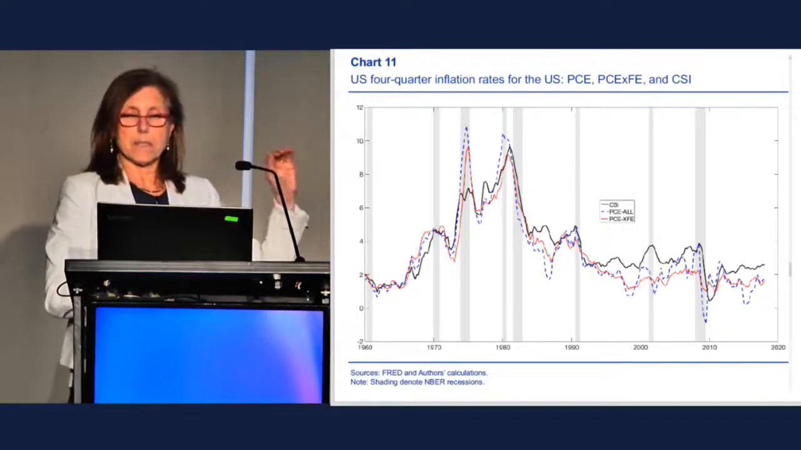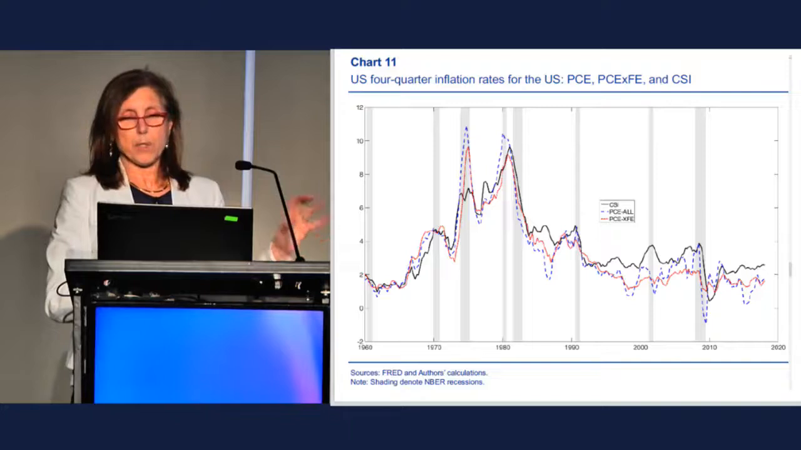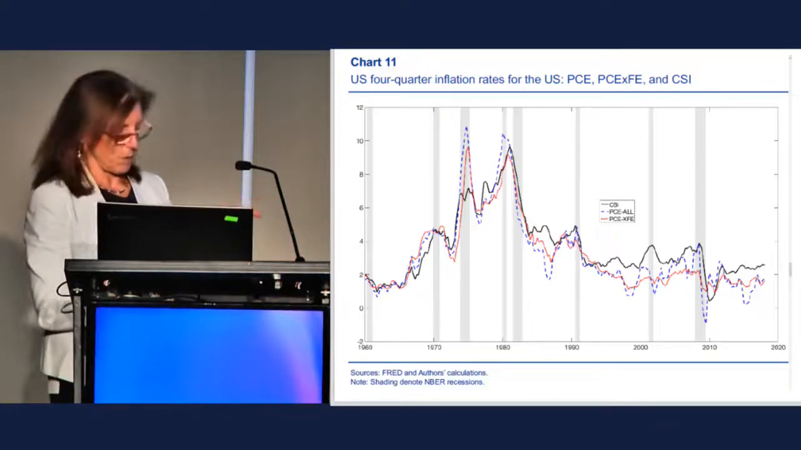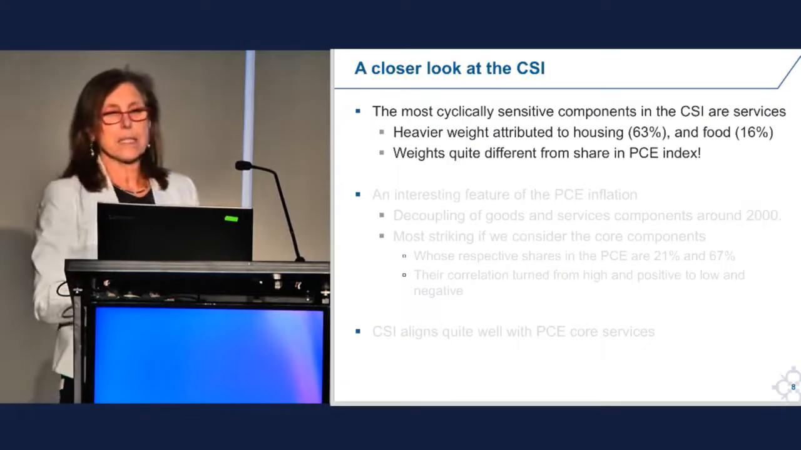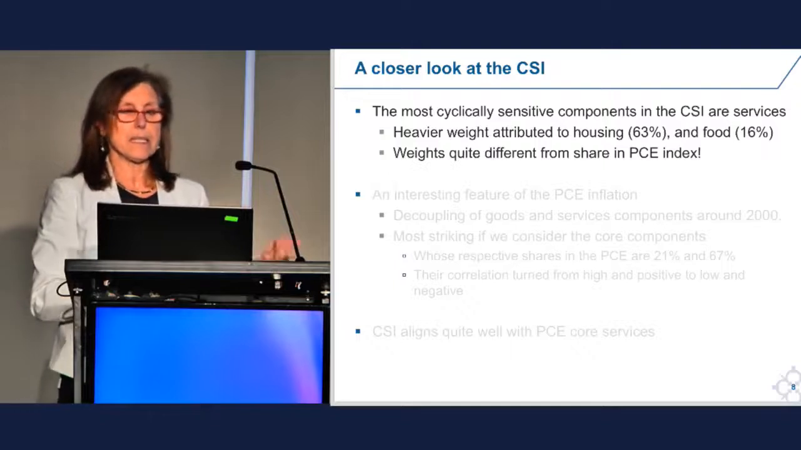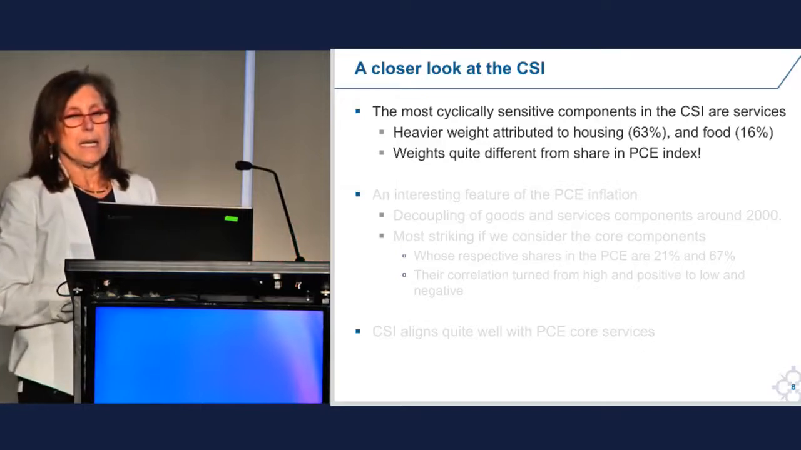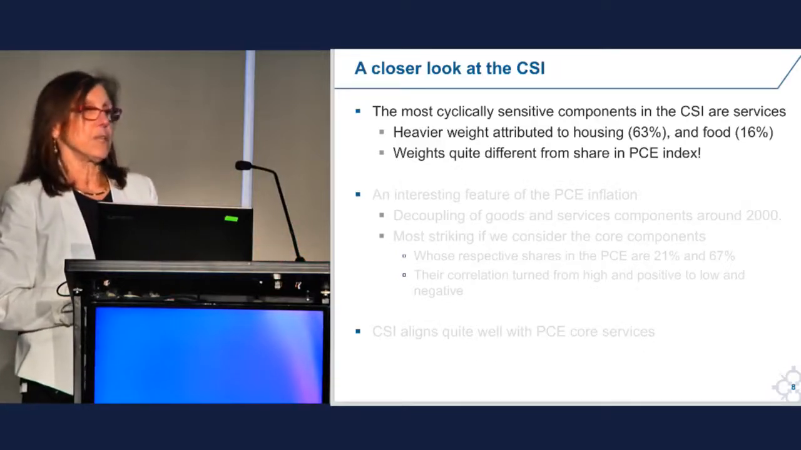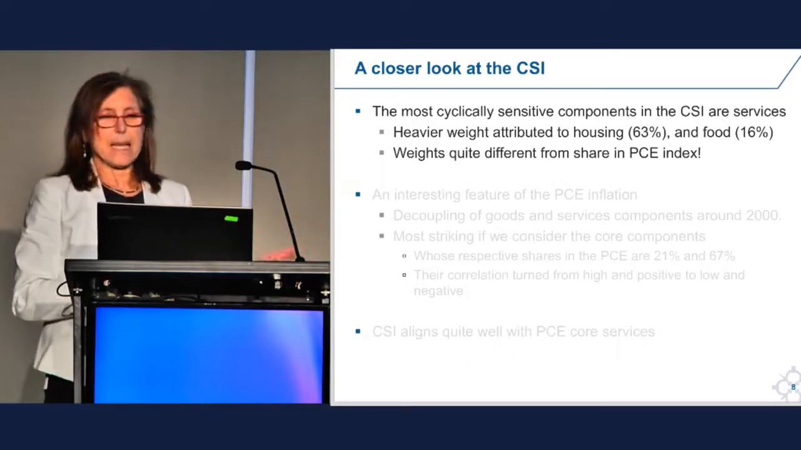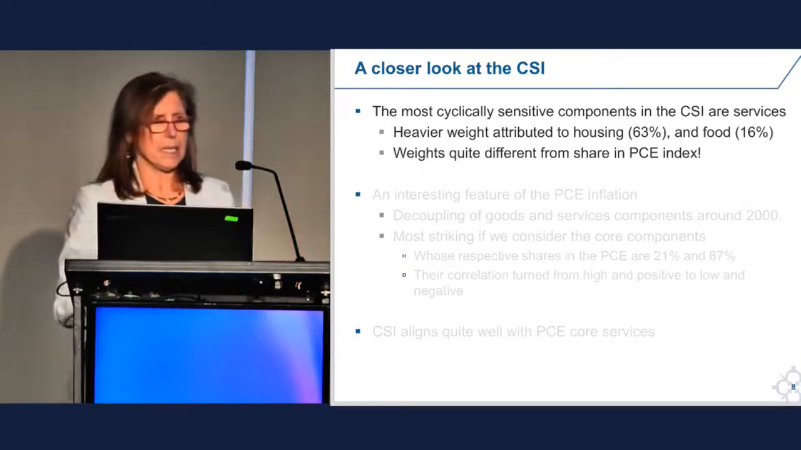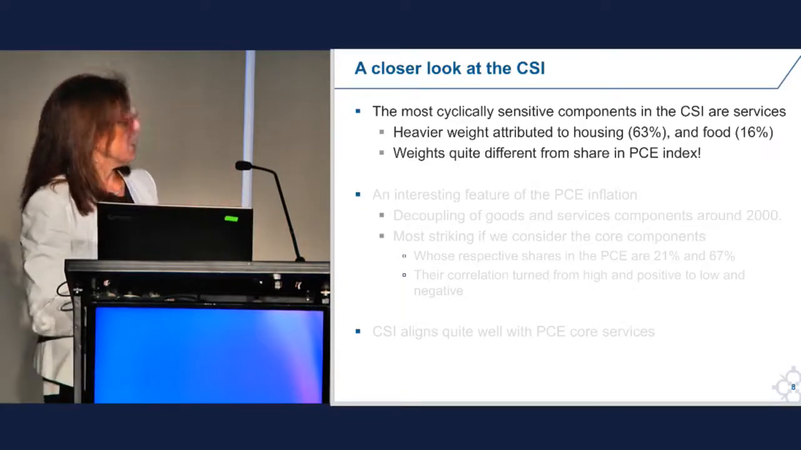Focus on the difference between this black line and the two PCE lines, all variables, or PCE ex food and energy, which is the red one. Okay, now, looking closely at this CSI, the most cyclically sensitive component is services. And he has pointed out that there is a heavier weight attributed to housing, it's about 63%, and something on food. Those weights are very different from the weights with which these components are weighted in the PCE. In particular, he mentioned exactly that housing has about 16%, and food, I don't know exactly what it is. Housing actually is 12%. Okay.